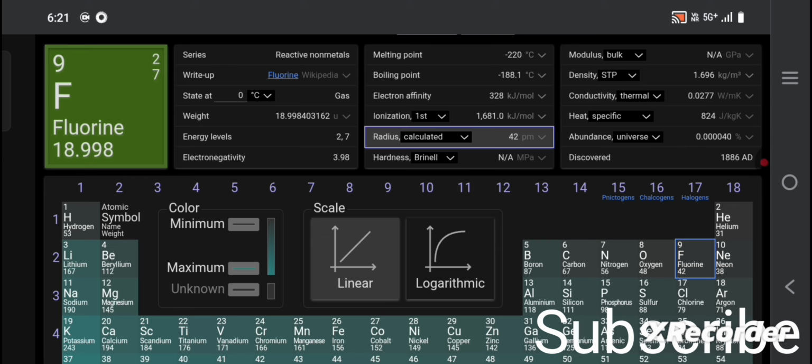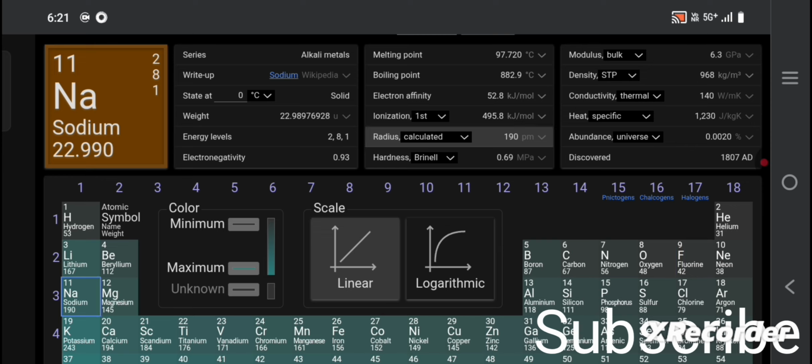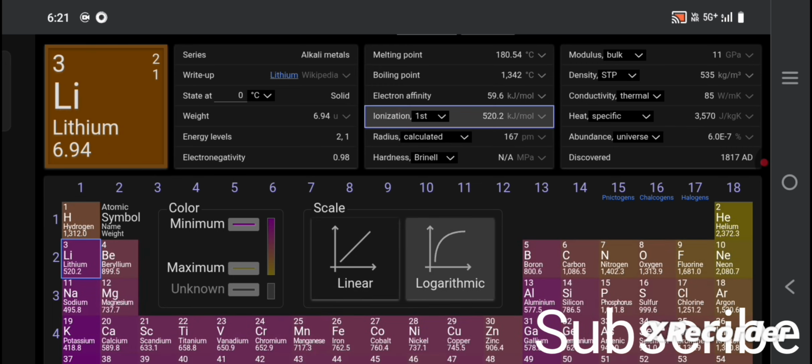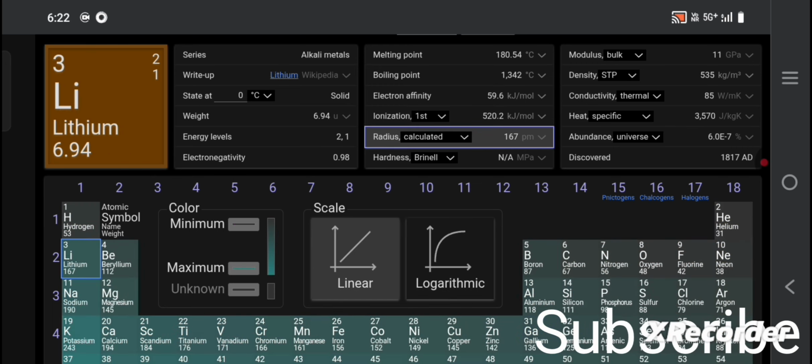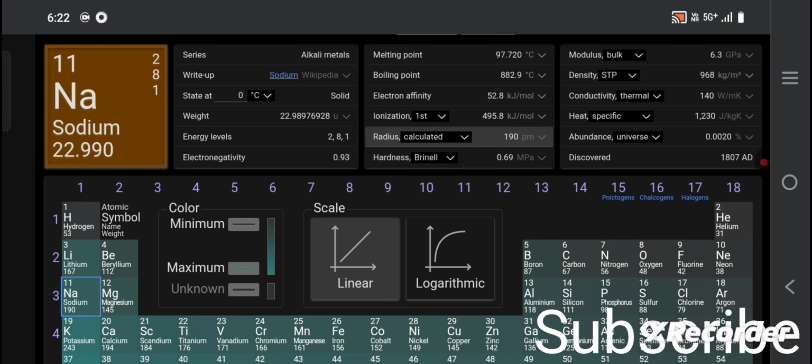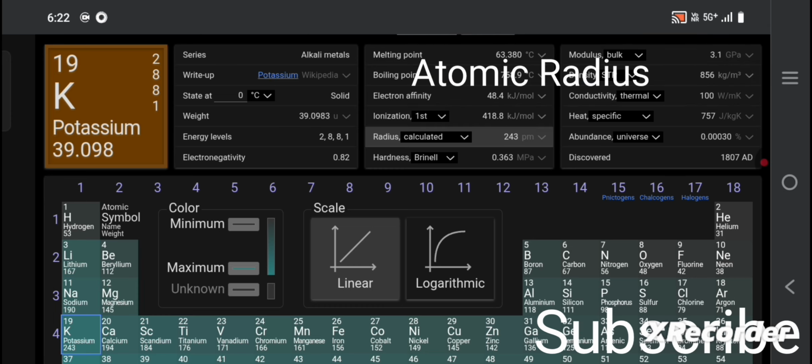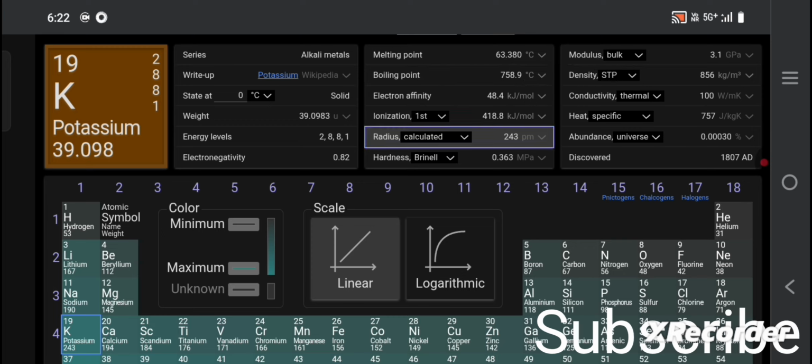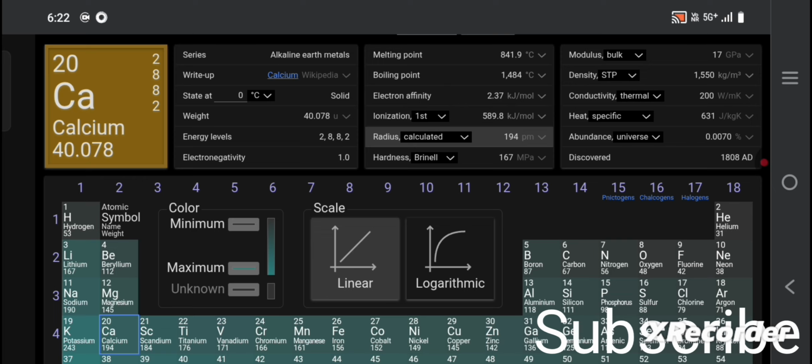And then when we move down the group, for example, moving down the alkali metals, the next element is sodium. If you look at the radius, it is 190, whereas lithium is 167. So the atomic radius has increased for sodium. When you move down the group, the atomic radius increases. When you move along the period, the atomic radius decreases.